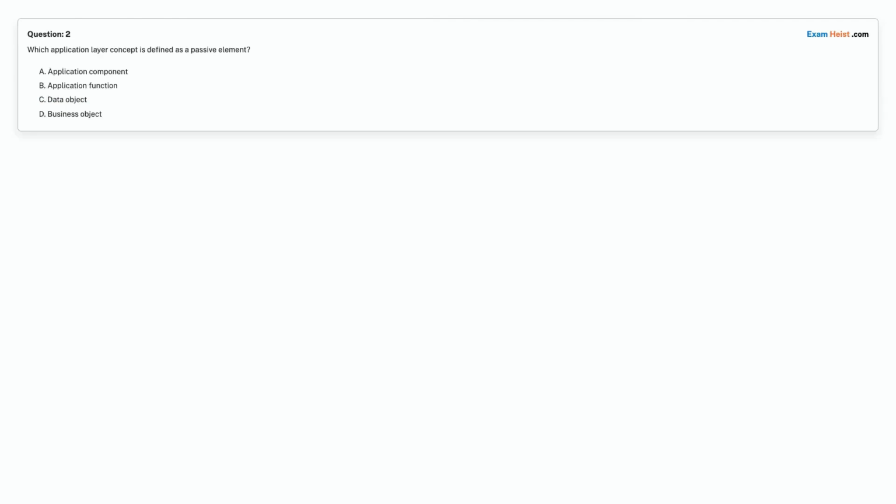Question 2. Which application layer concept is defined as a passive element? Option A. Application component. Option B. Application function. Option C. Data object. Option D. Business object. Choose the correct answer.